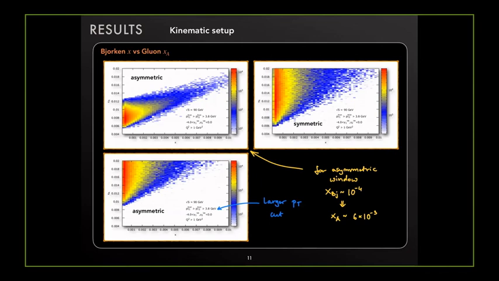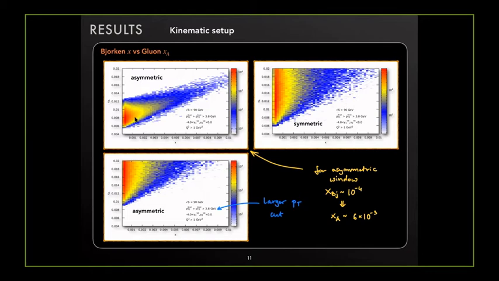Here's one more plot showing the scan of the phase space. First, let's look at what happens if we have symmetric cuts. On the y-axis I have gluon x, and on the x-axis I have Bjorken x. For symmetric cuts, there is really no correlation between the two. And if we have asymmetric cuts but a larger pT cut, around 4 GeV, we also go quite high in x, too high for our model to apply. But if we do this asymmetric cut, we have this nice correlation between Bjorken x and gluon x. And I think we can safely apply the model in that region.